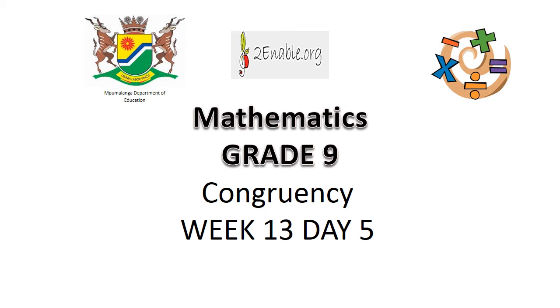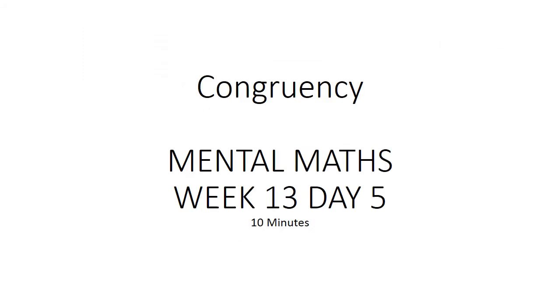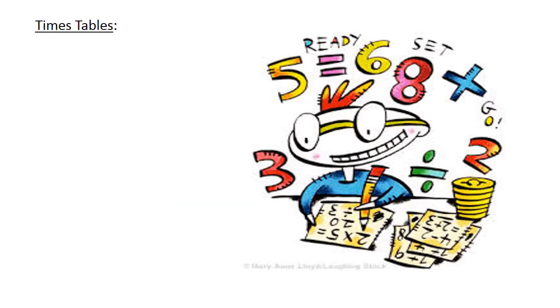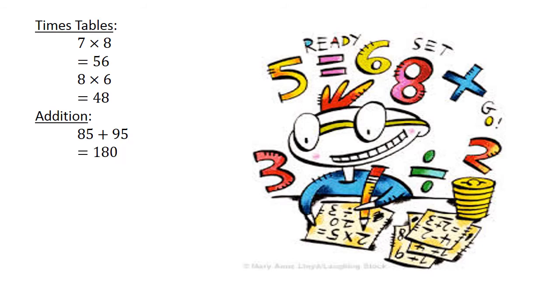Congruency. Mental math. Times tables. 7 times 8 equals 56. 8 times 6 equals 48. Addition. 85 plus 95 equals 180.